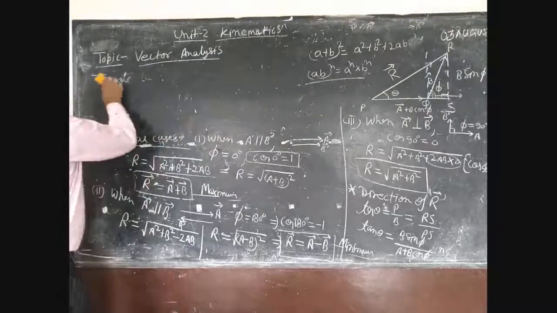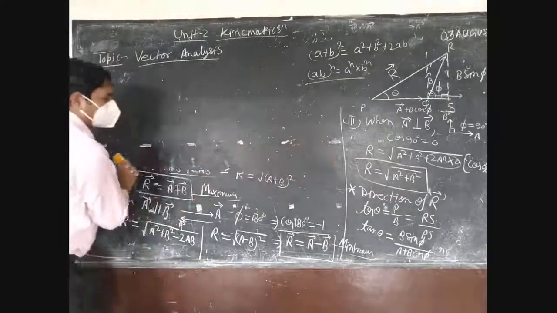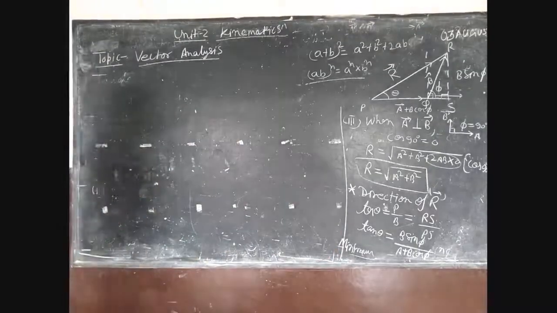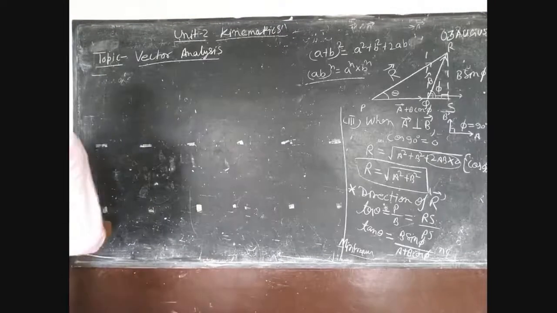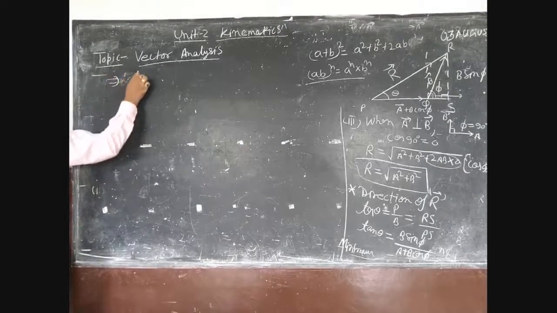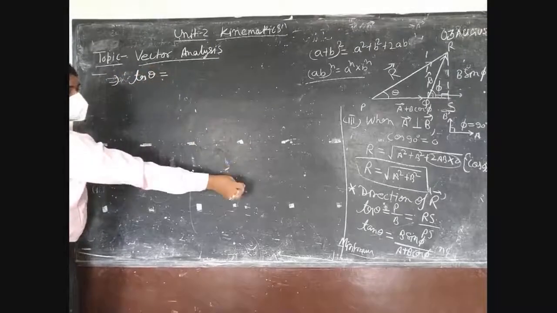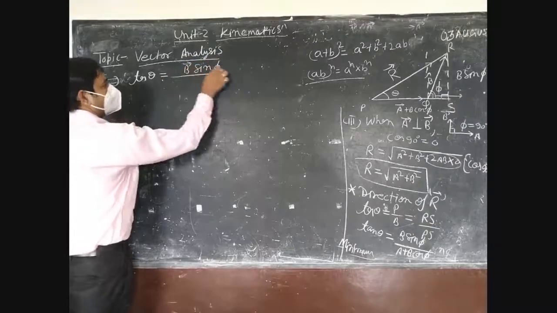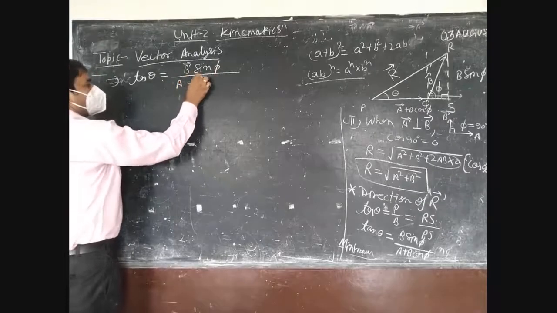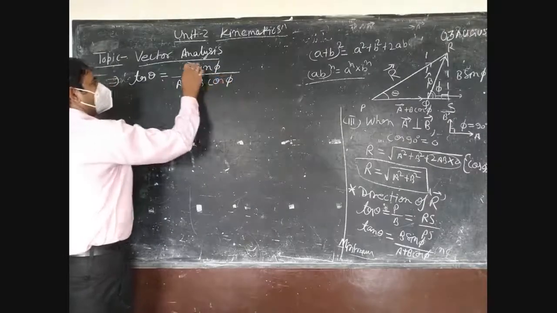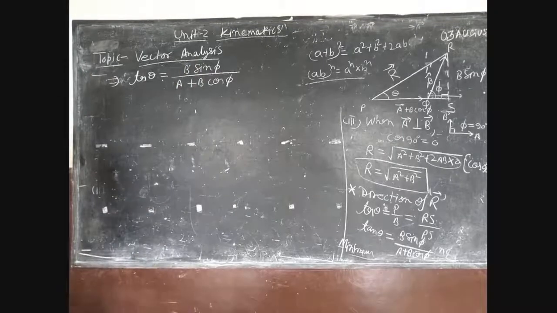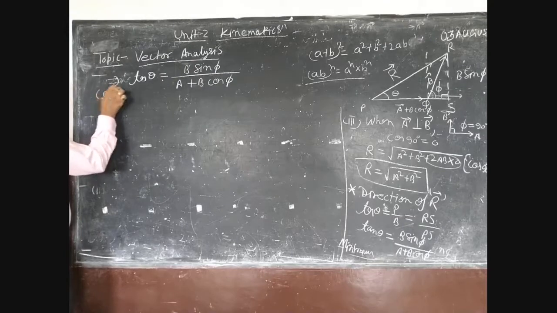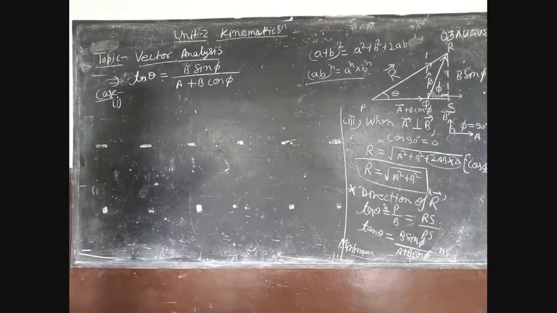Now we understood about some special cases for the direction of resultant vector. We have the direction of resultant vector: tan theta is equal to vector b sin phi upon vector a plus vector b cos phi. Now just see here. Again we have three cases.